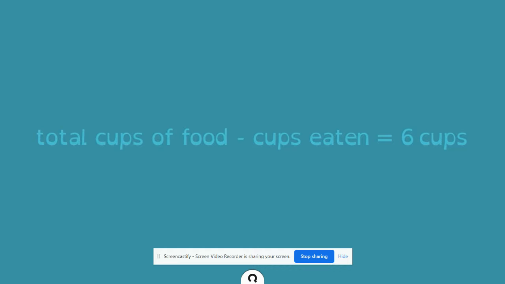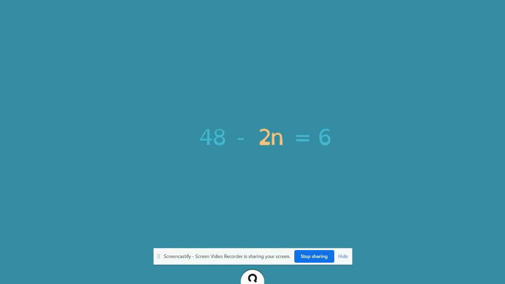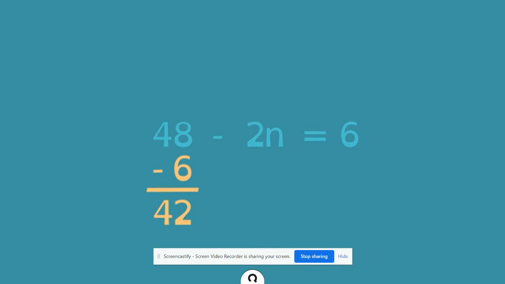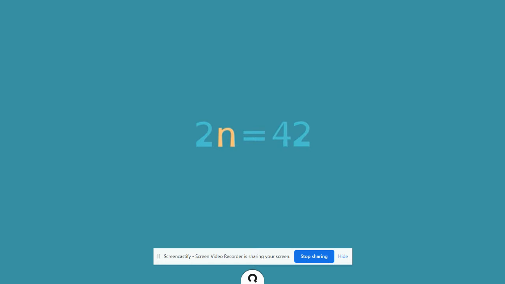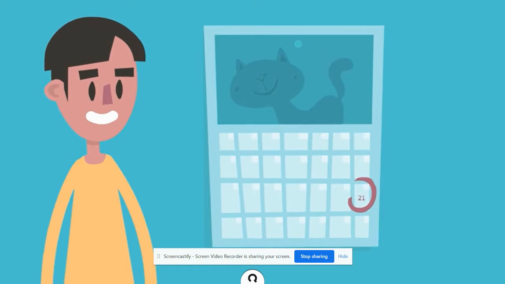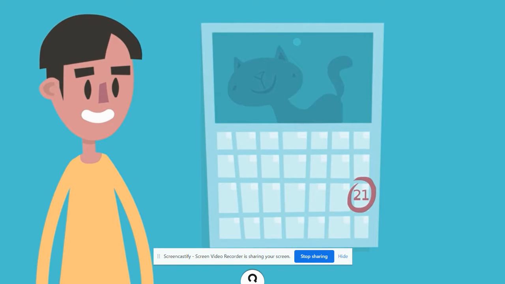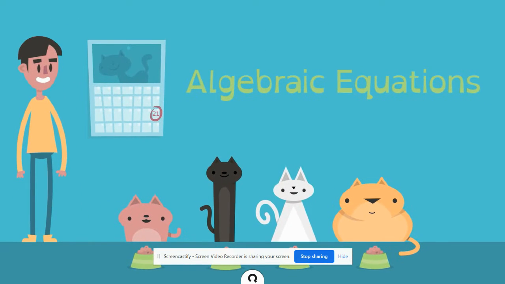Let's put it all together. The relationship is that total cups of cat food minus cups eaten must equal 6 cups. We know that the total cups is 48, and the cups eaten is the unknown quantity, which can be represented by 2n, creating this equation. 48 minus 6 is 42, which means 2n is 42. Since 2 times n equals 42, 2 multiplied by something must equal 42. That something is 21, so n is 21. Jason knows he needs a new bag of cat food in 21 days, thanks to algebraic equations.